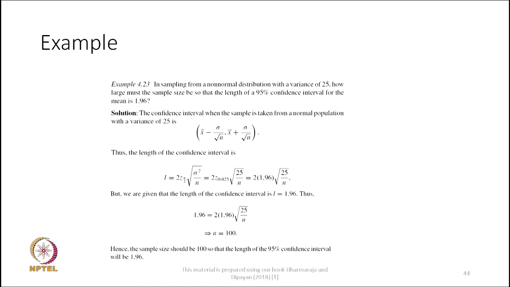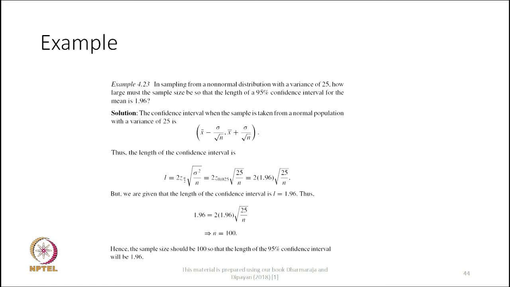So, you equate the length of the interval to 1.96, which is given in the problem. Because of the 95% confidence, the point at which the right tail probability is alpha by 2 is also 1.96. Therefore, you equate and identify the value of n for which this equation is satisfied. So, that n is going to be 100.